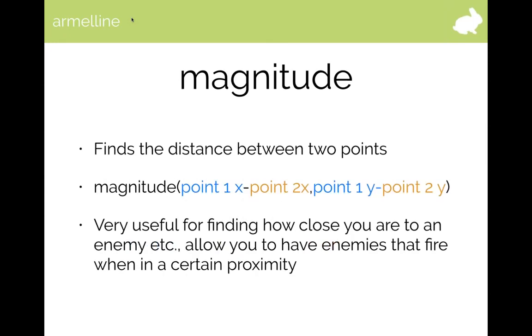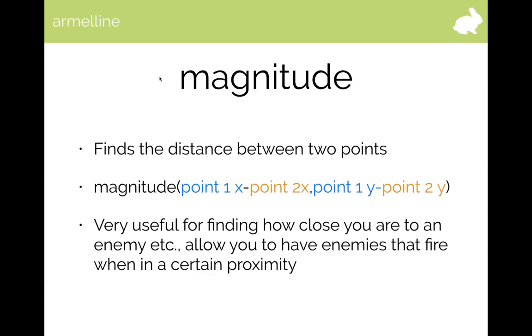Okay, magnitude. Now, magnitude will essentially find the distance between 2 points. And the way you'll typically see it, although it doesn't have to be quite like this, as I'll show you in a moment, is the magnitude 0.1x minus 0.2x, 0.1y minus 0.2y. I'll explain what the two values and the minus are for in a moment, but it's very useful for finding how close you are to an enemy.